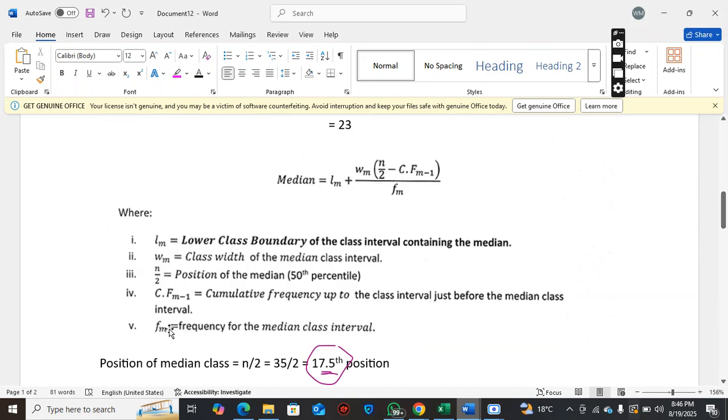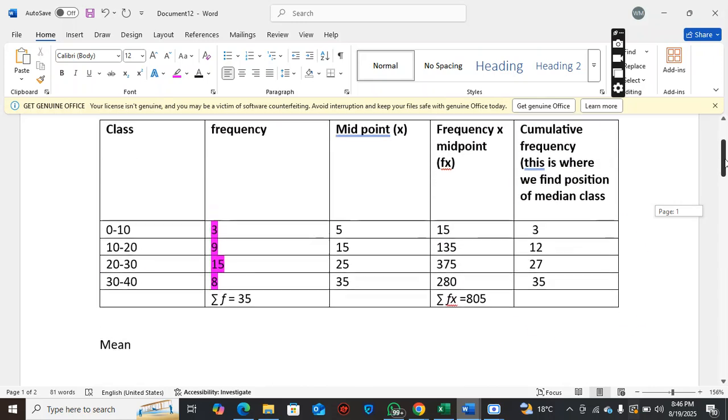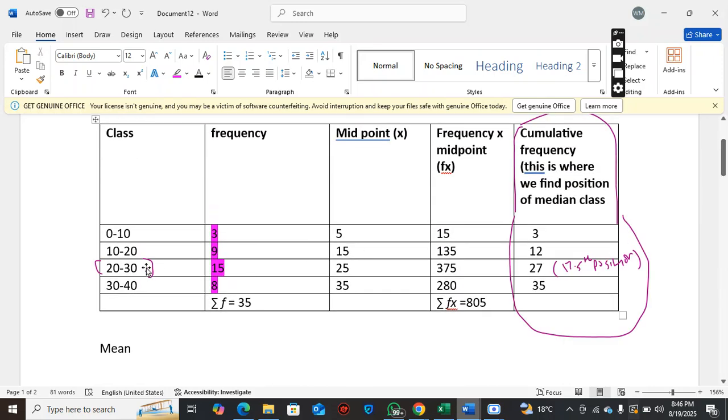And then FM is the frequency of the median class. So our median class is this one, 20 to 30. So the frequency is 15.